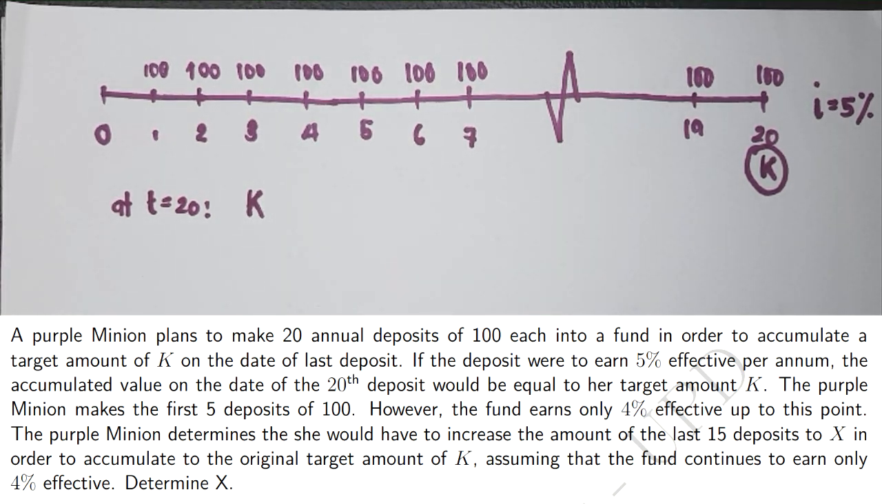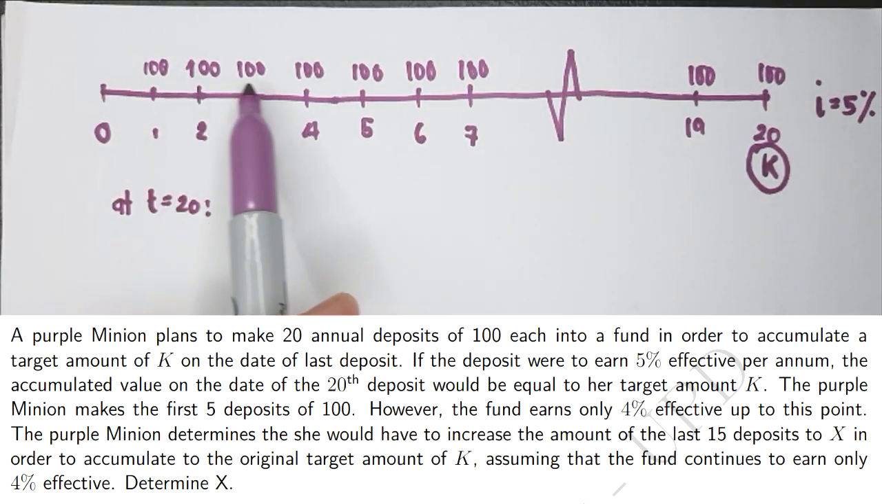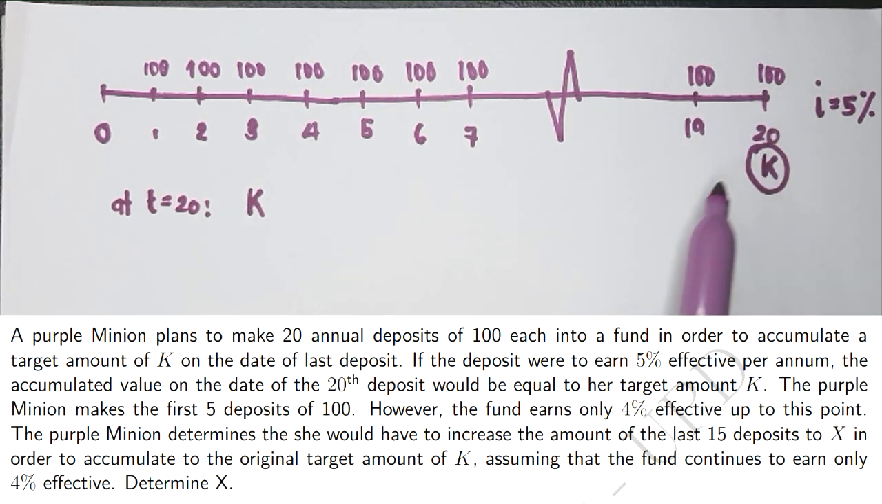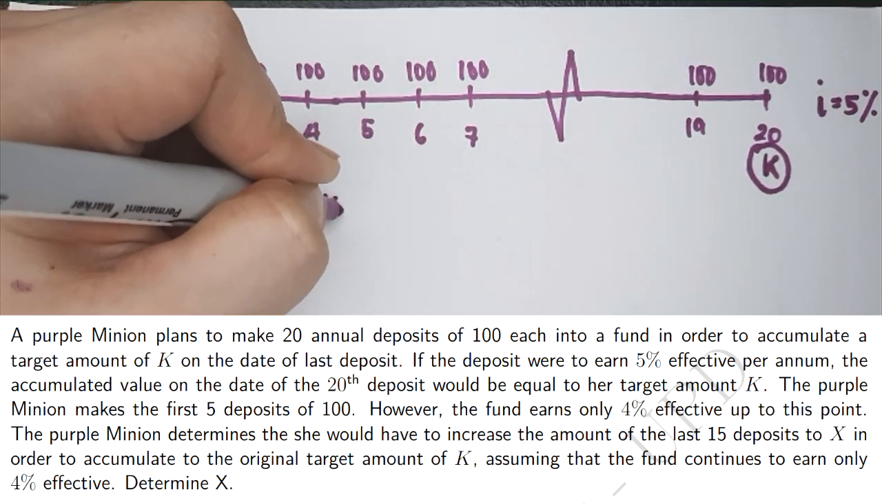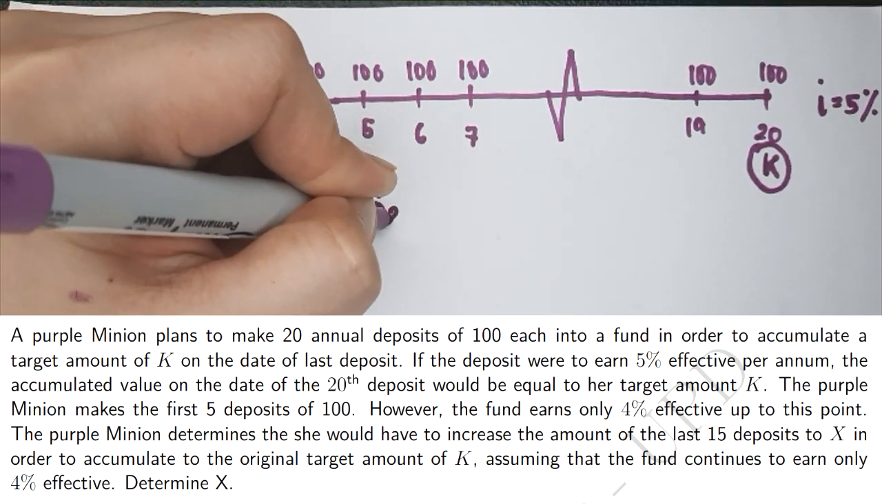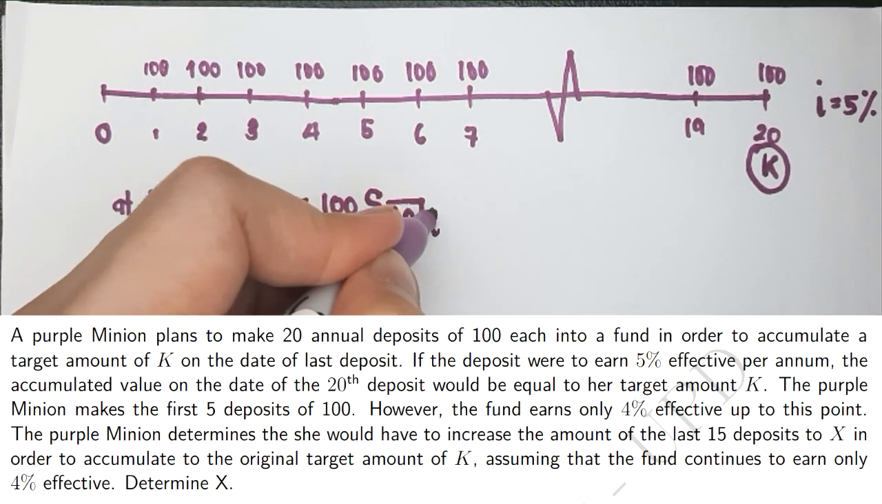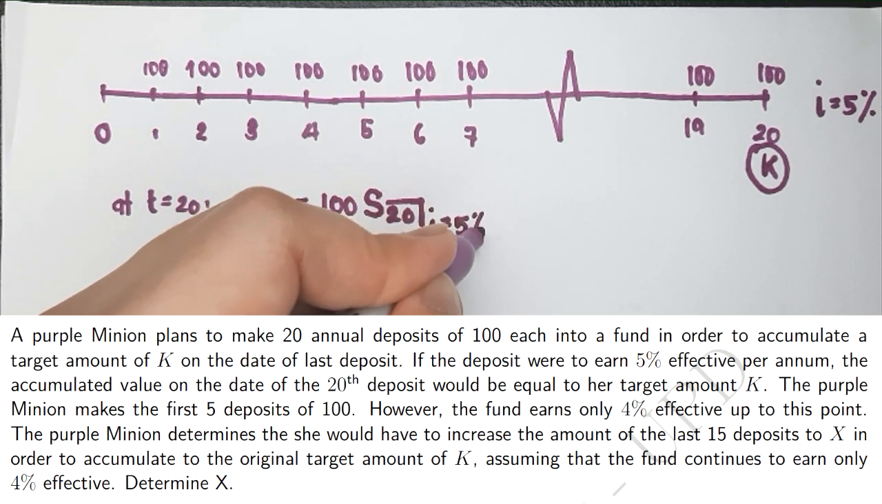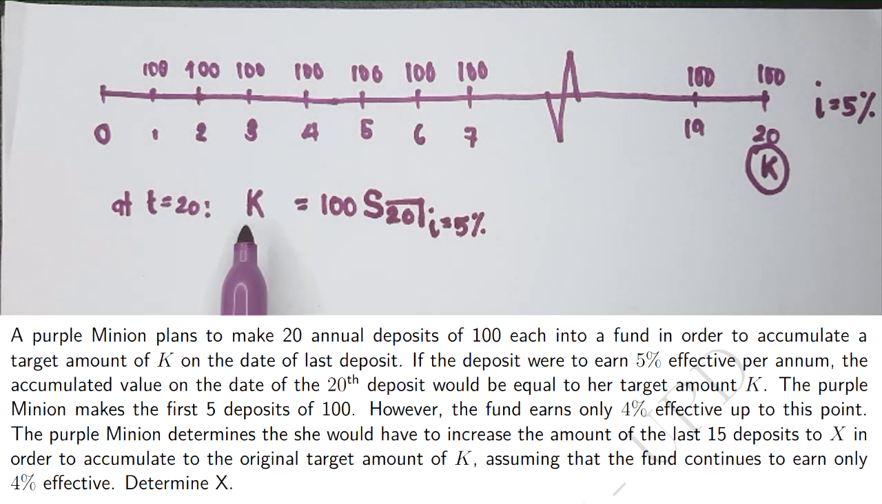Ano naman yung perang lalabas? Ito. Kasi ihuhulog niya to. Alright? So, anong value nito at time 20? So, this is an annuity immediate. So, you write equals 100 S angle 20. Diba? Ganyan. This is how we write the accumulated value of an annuity immediate using i equals 5%. So, very clear na you can get the value of K, yung target amount na gusto ni Purple Minion.